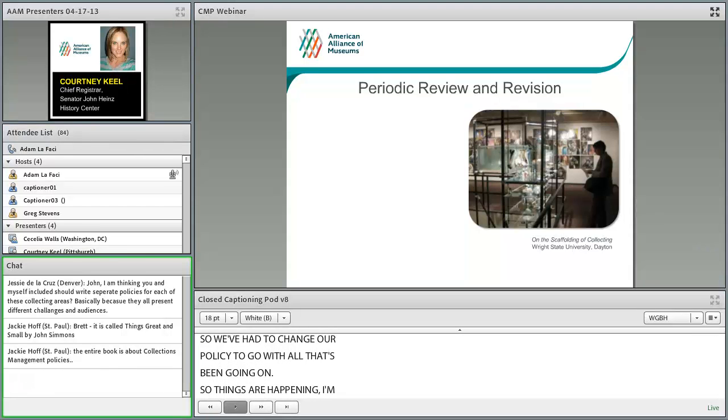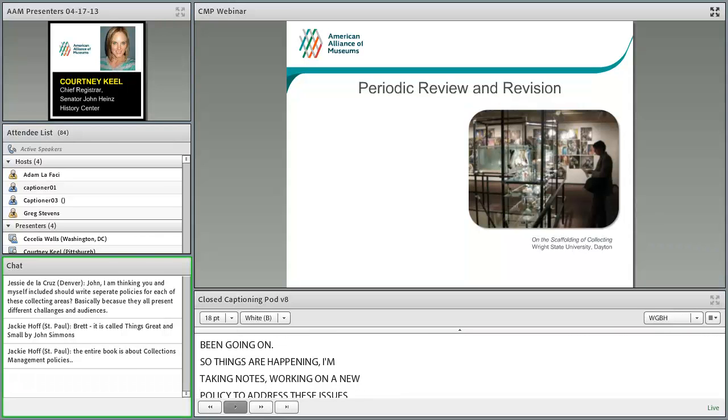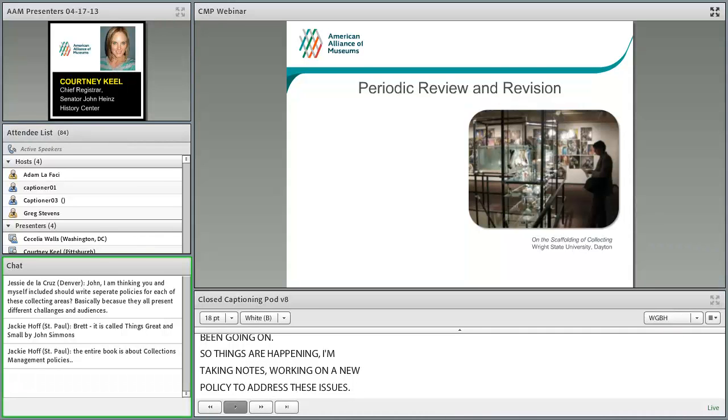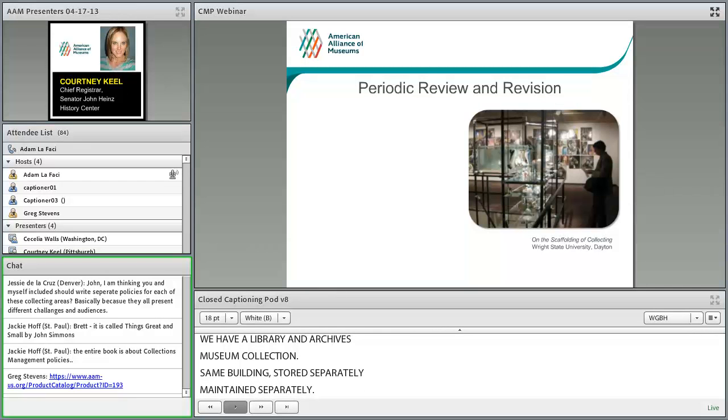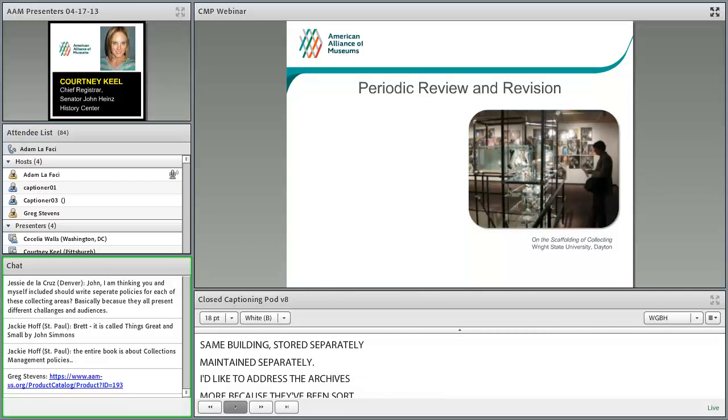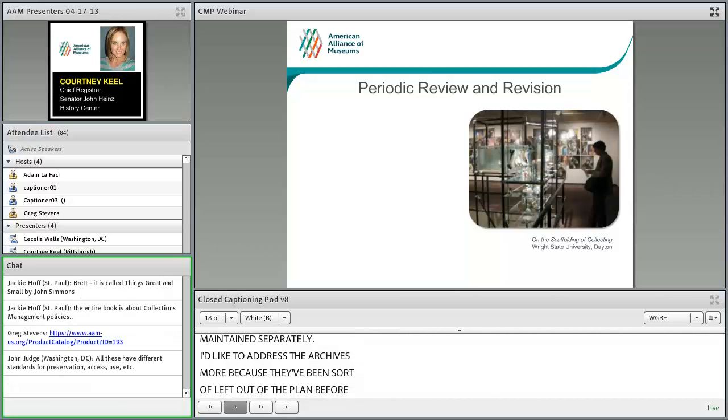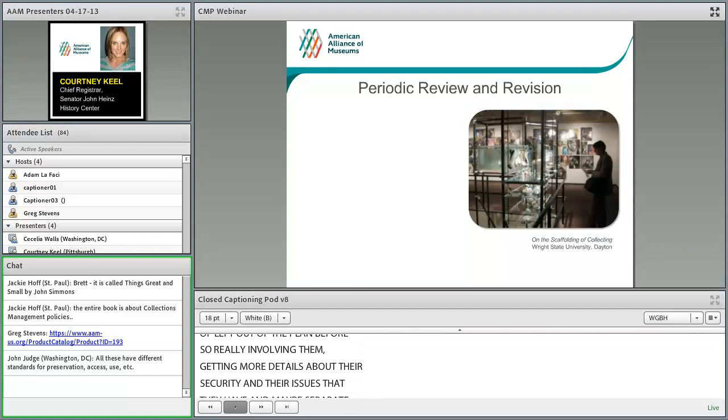We've also had talks with our archives. And really, we have a library and archives and museum collection, same building, stored separately, maintained separately. I'd like to address the archives more because they've been sort of left out of the plan before. So really involving them, getting more details about their security and the issues they have that may be separate from the museum. But we want everything in our organization under one policy.